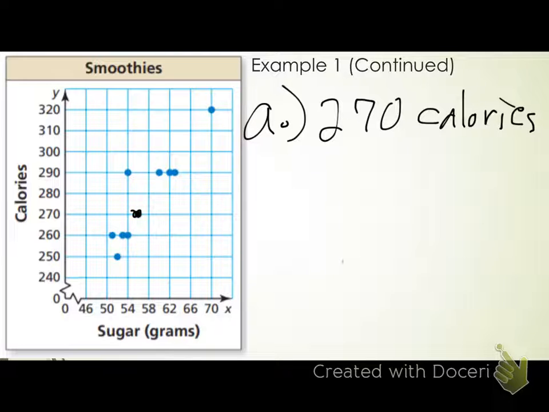That's it for letter A. Makes sense? We just found what it gave us, 56 grams of sugar. Find the point. Find the corresponding value that we're looking for. Questions on A?